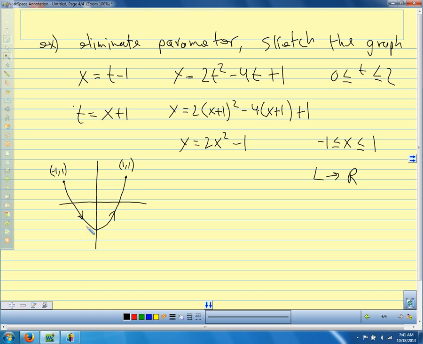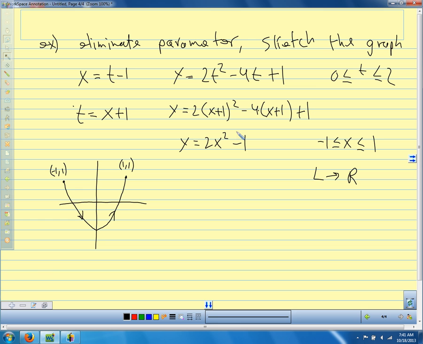So that one's a little easier. All right, questions on eliminating the parameter? Eliminating the parameter is really more of an algebraic exercise than anything else. The purpose of eliminating the parameter is usually to help us sketch the graph. Looking at this set of parametric equations, I wouldn't know immediately that it was this parabola. But we can eliminate the parameter and sketch this graph.